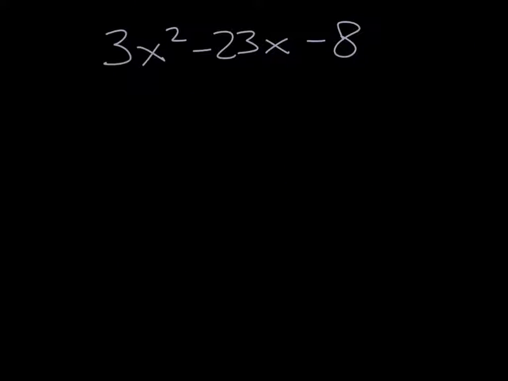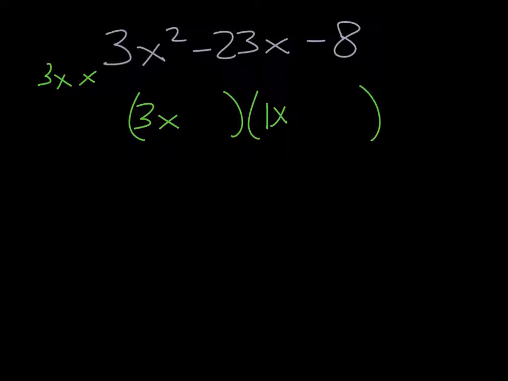So take a second to pause the video, copy this one down, and let's start this one out. I've got my parentheses. I know I need 3x squared, so it's going to be 3x and 1x, which is nice, that's the only option. 3x and 1x. My options for 8 are 1 and 8, or 2 and 4. Okay, so let's try 2 and 4. I know I need to be negative 8, so I need one positive and one negative.